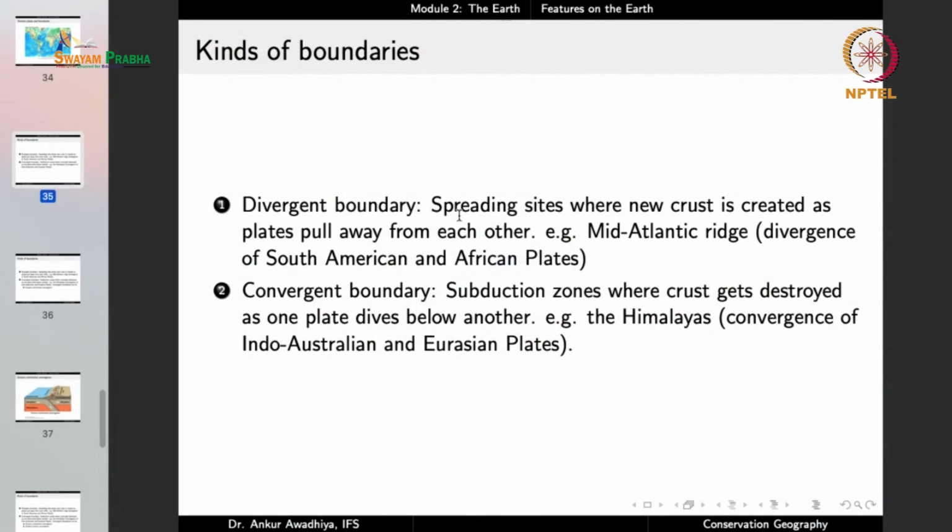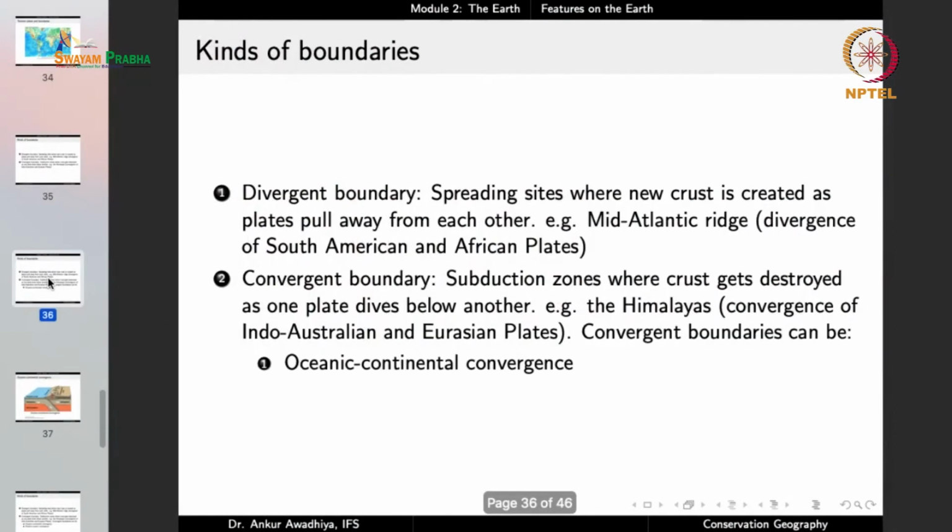Now, in the divergent boundary, the crust was being created. In the convergent boundary, the crust is getting destroyed. And it is getting destroyed because one plate moves below the other plate. It dives below the other plate. An example is the Himalayas, which is the convergence of the Indo-Australian and Eurasian plates.